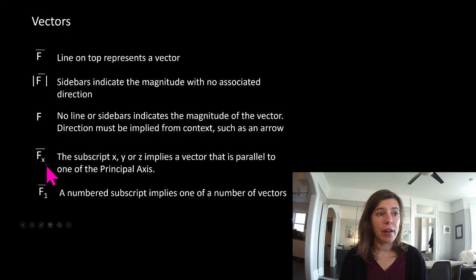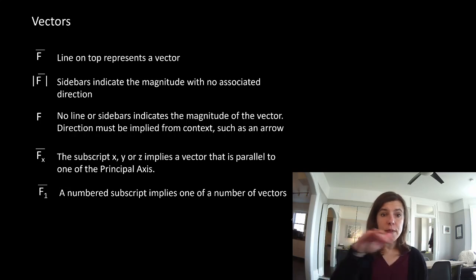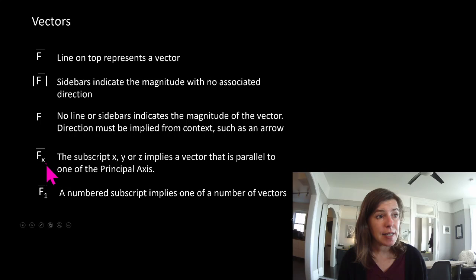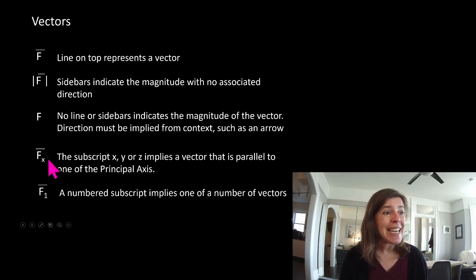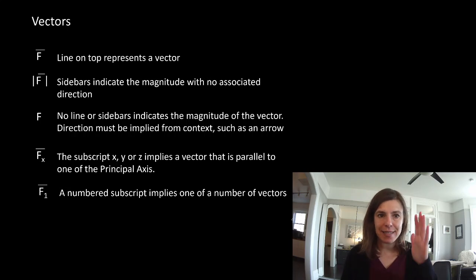If you see a subscript of X, Y, or Z, that means we're talking about something parallel to a principal axis. Remember, Y is up and down, X is back and forth, and Z is in and out of the page. So the subscript of X, Y, or Z gives us the direction. We don't even have to think about it. The direction is set within that because we know it's parallel to that axis. That's just a nice easy one.